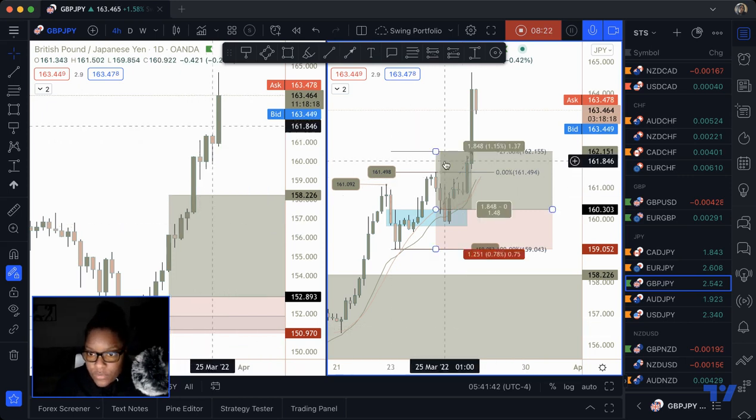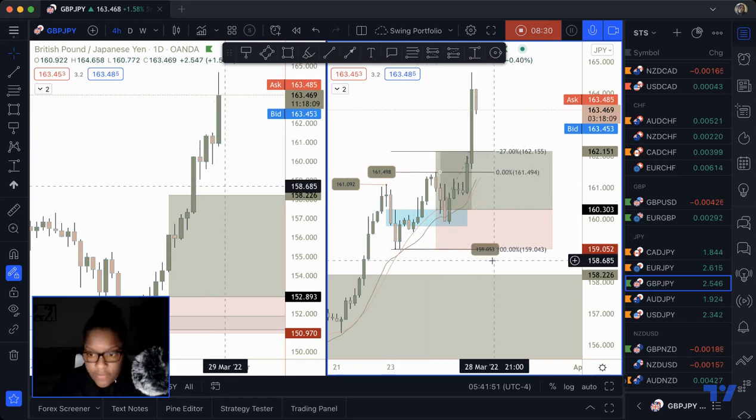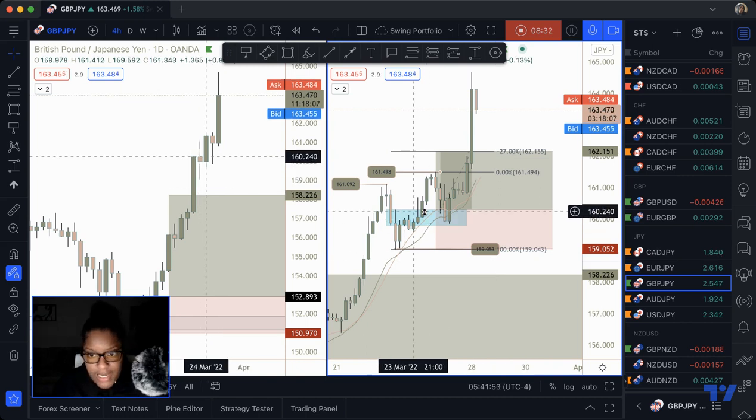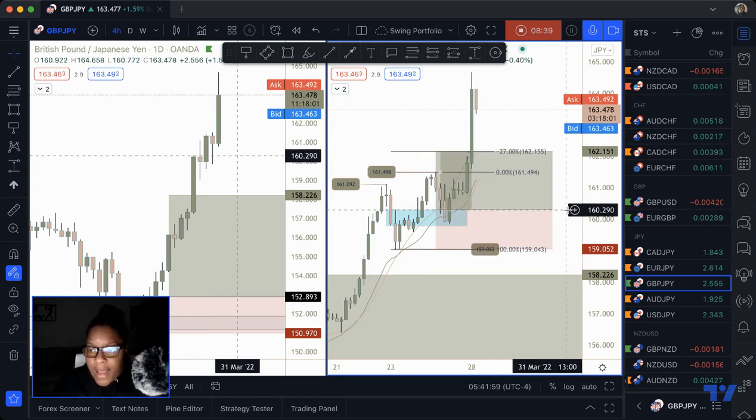So last week, when I saw that price made a higher high, I wanted to see if price could stay above 159.053. I put my estimation zone where I wanted to see the buyers come back into the market. And I placed a buy limit around here at, let me get the exact, 160.307.